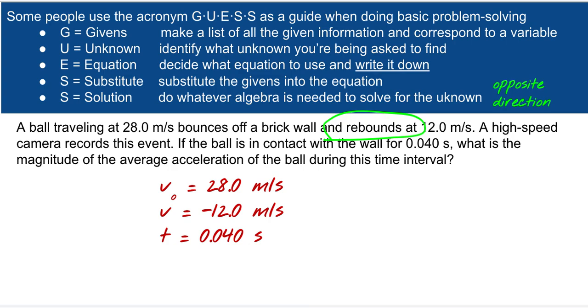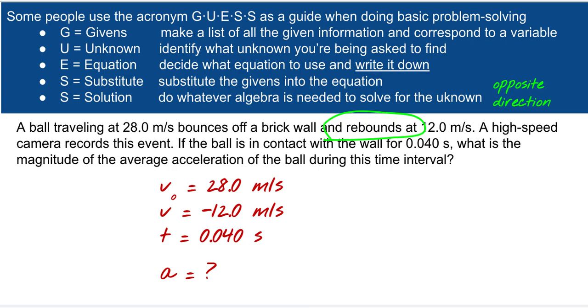Sometimes it's sort of hidden information. Sometimes it might say an object starts from rest, and so your v sub 0 would be 0. But mainly we're looking at the values that are being given. We want to be very aware of what the question's asking us to find. Okay, so our acceleration is our unknown here.